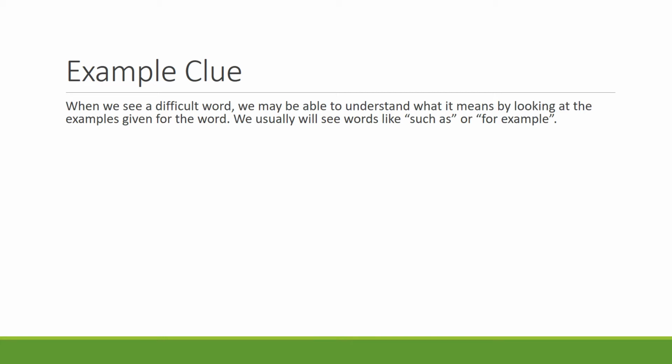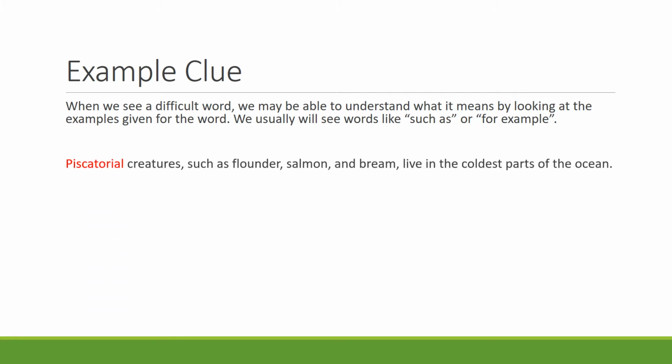When we see a difficult word, we may be able to understand what it means by looking at the examples given for the word. We will usually see words like such as or for example. Let's take a look at this one here. Piscatorial creatures such as flounder, salmon, or bream live in the coldest parts of the ocean. What does piscatorial mean? Based on our example that we see here, such as flounder, salmon, or bream, we can use context clues to determine that piscatorial most likely means a type of fish or an ocean dweller.